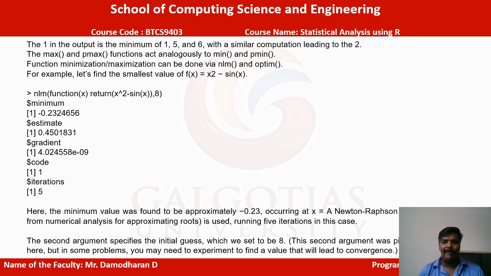The second one is for the maximum value. The p maximum function is the same as the p minimum and minimum functions. There is also a numerical minimization and optimize function. Here we apply the function of x on the value. We get the minimization function, estimate, gradient value, code, and number of iterations. Everything we can find here.